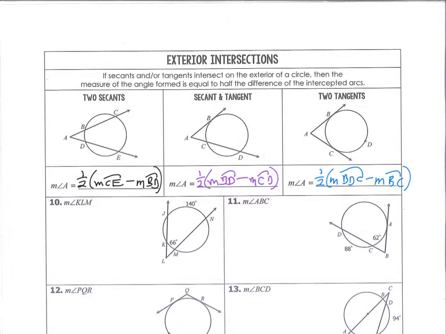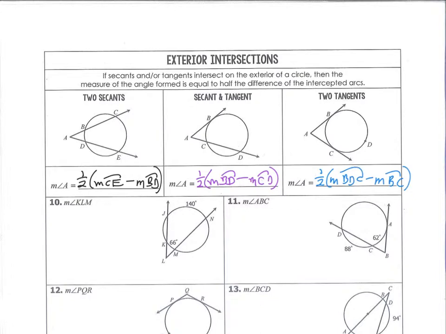So isn't there a general theme? Anytime two lines intersect, you're going to take half of the intercepted arcs. If the intersection is inside the circle, you add the intercepted arcs and take half. If the intersection is outside the circle, you subtract the intercepted arcs and take half. If the intersection occurs on the circle, you take just half of the one intercepted arc. You okay with that? Okay.